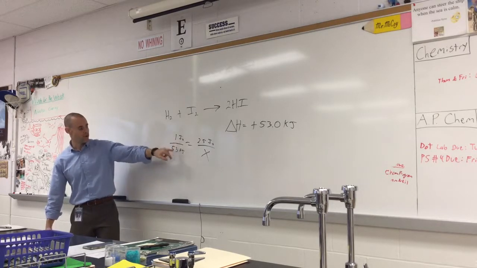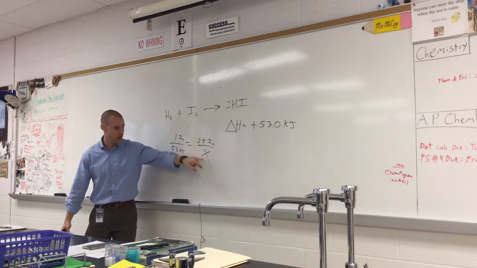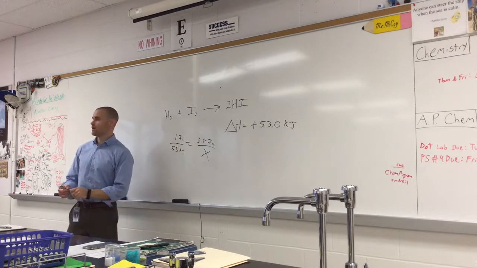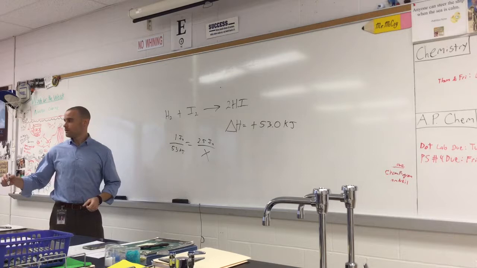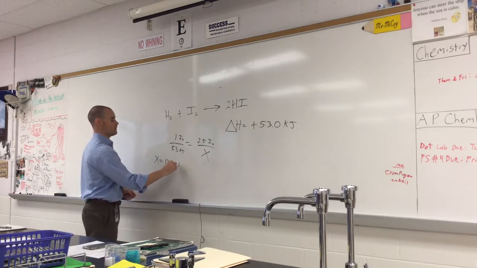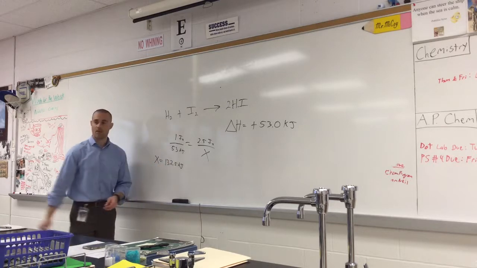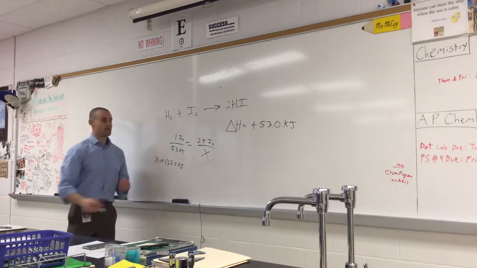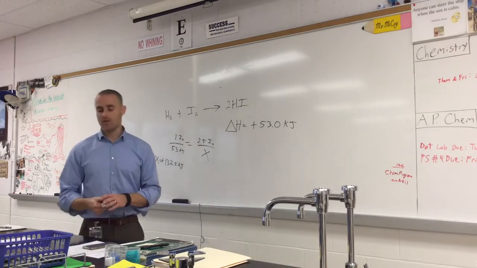So 1 over 53 equals 2.5 over x. Cross multiply, 53 times 2.5. Who has that answer? 132.5 kilojoules. Can anyone confirm that? Yep. Okay, good. And it's positive. Make sure if it's positive, you write positive. If it's negative, you write negative.